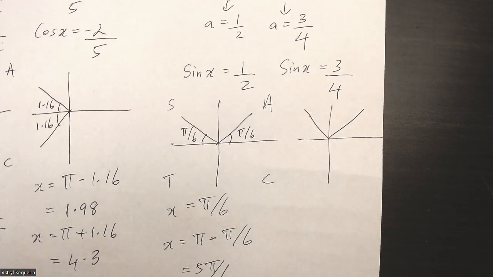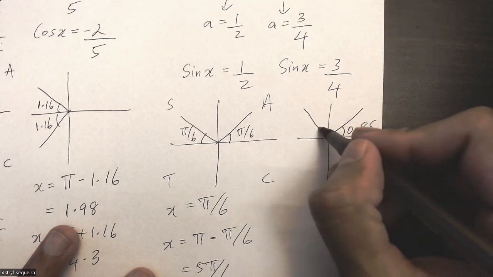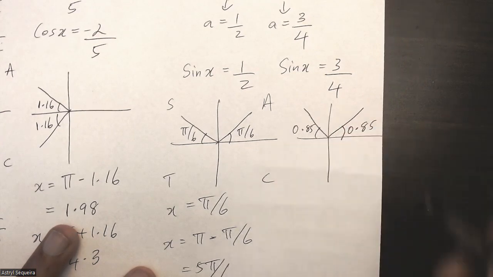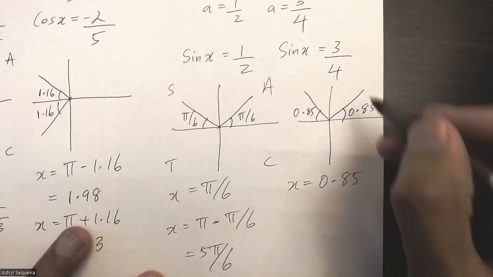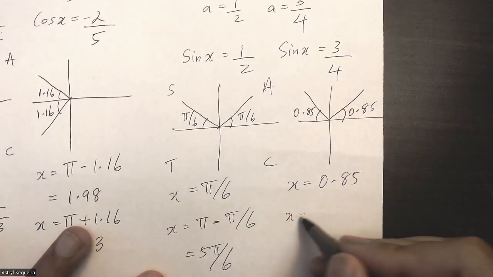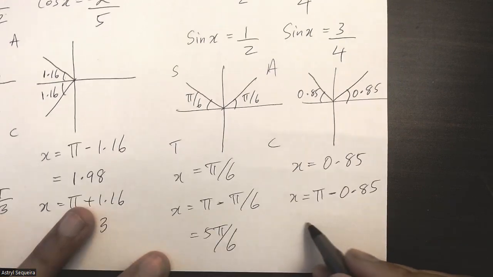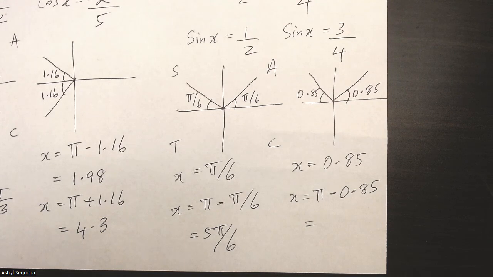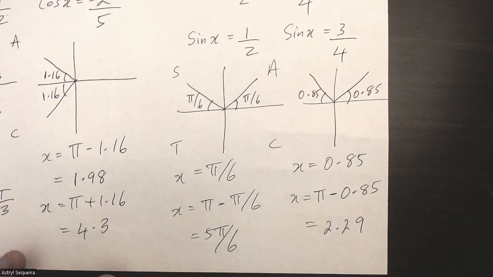Coming over here, if I do the sine inverse of 3 over 4, you cannot use special triangles here. You'll get 0.85 if you round to 2 decimal places. So my first solution here is just 0.85 in my first quadrant, and my second solution is pi minus 0.85. Pi minus 0.85 is just 2.29 radians.